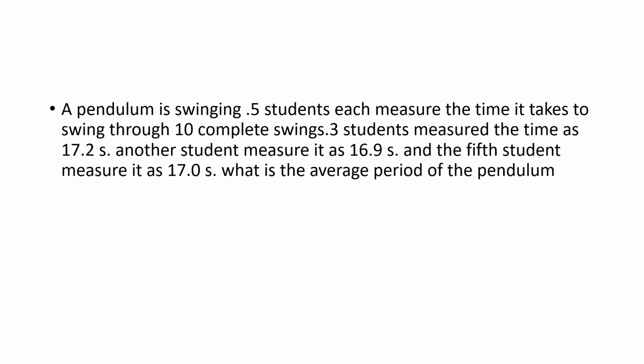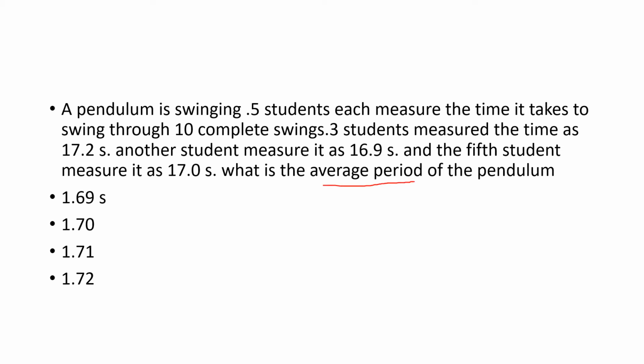The third question is, a pendulum is swinging. 5 students each measure the time it takes to swing through 10 complete swings. 3 students measured the time as 17.2 seconds, another student measured it as 16.9 seconds, and the fifth student measured it as 17 seconds. What is the average period of the pendulum? The options are 1.69, 1.70, 1.71 and 1.72. We have to find out the average period.